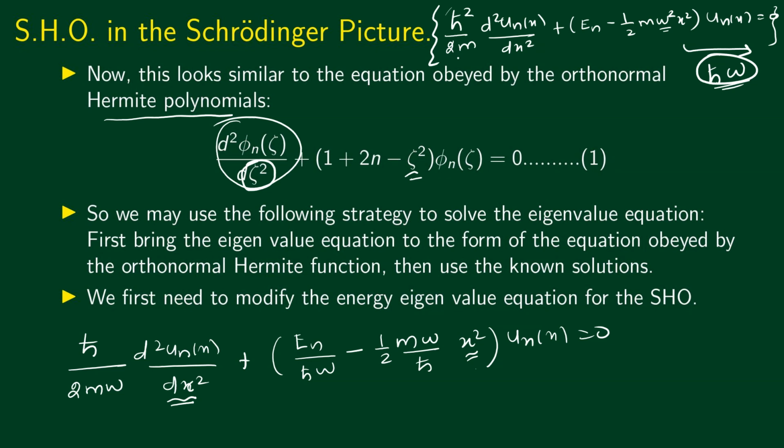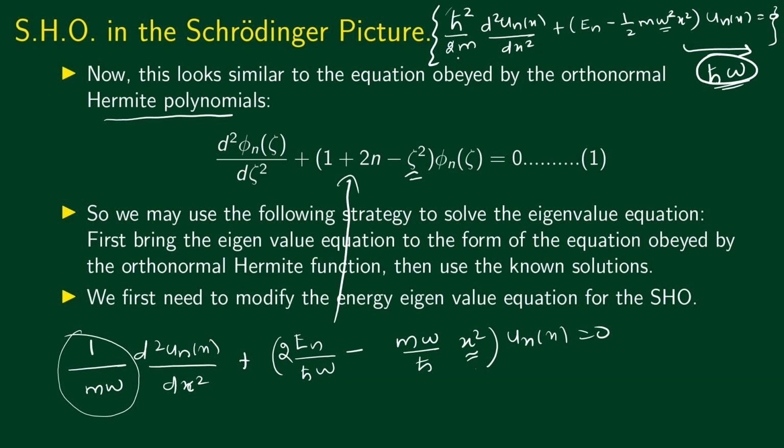So let's multiply throughout by 2. This 2 would cancel and we will get h bar divided by m omega d square un by dx square plus 2 en by h bar omega minus m omega by h bar x square un of x equal to 0. Now we see that we are getting very near to this form. We can write this h bar divided by m omega as 1 divided by m omega by h bar.